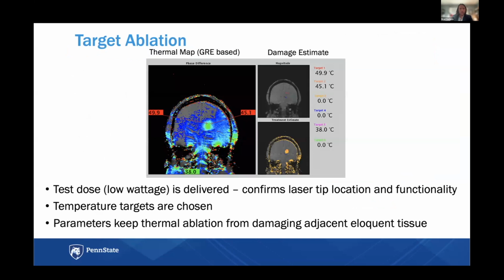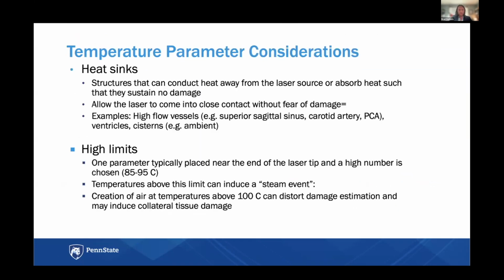This is what the thermal map looks like. You give a test dose of the heat once you've confirmed that the laser's working, confirms the location. You're able to see the heat spread in real time. You could choose your temperature targets, and we'll talk a little bit more about that. And then there are parameters to keep the thermal ablation from damaging more eloquent areas.